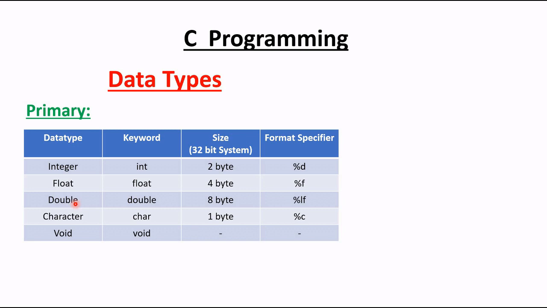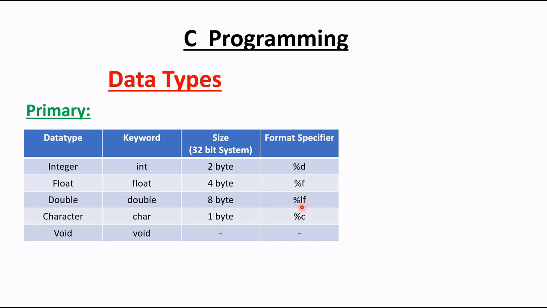And the next one is double. Double is double of float. Like if we want to store a very big decimal value number which will take more than 4 bytes, at that time it will not be possible to store it inside a float variable. So at that time we will use double. The keyword is double, and in the system it takes 8 bytes of memory. And the format specifier will be %lf.